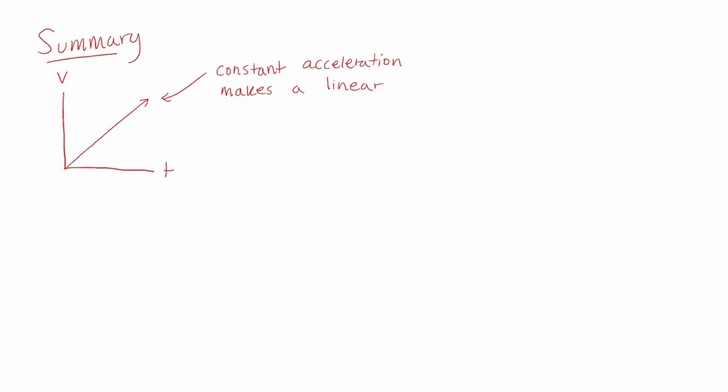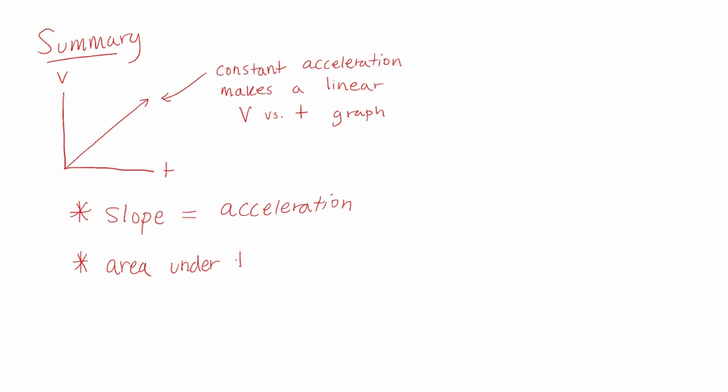Let's quickly summarize everything we learned. Well, we learned that a velocity versus time graph has time on the x-axis and velocity on the y-axis. We also learned that if your object is moving with a constant acceleration, then your velocity versus time graph will appear linear. Then we found that the slope of a velocity versus time graph is equal to the object's acceleration. And additionally, the area under the curve is equal to the object's displacement.